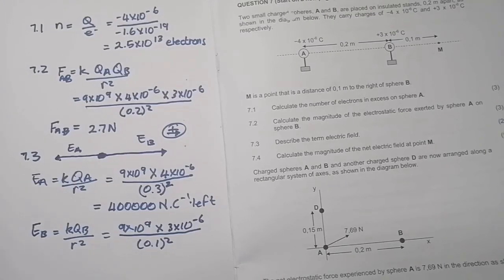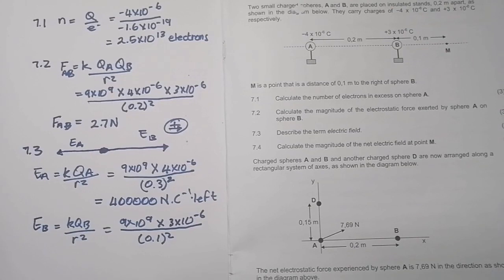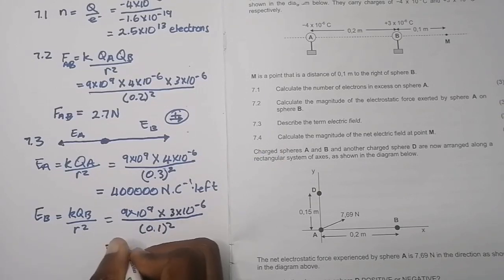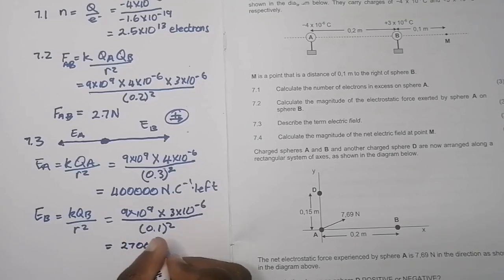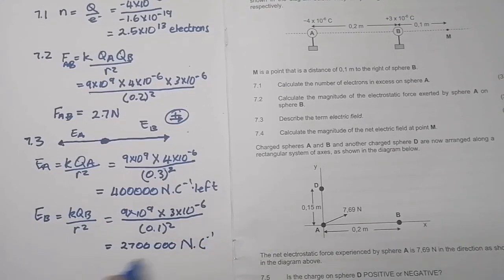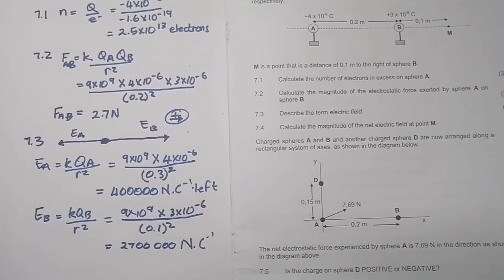And I get a huge number. Okay, and this number actually makes sense because the distance is shorter. I get an answer of 2.7 million. So that's 2,700,000 newtons per coulomb. Okay, or you can say 2.7 times 10 to the power 6 newtons per coulomb, and in this case it must be to the right.